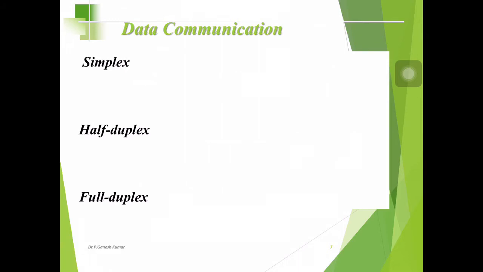Now how is the communication going to happen, how is the data going to flow from one device to another device? There are three basic principles we generally use. Those three basic principles are simplex communication, half duplex communication, and full duplex communication. Now let us see what a simplex communication is and how it happens, what a half duplex is, and similarly full duplex.